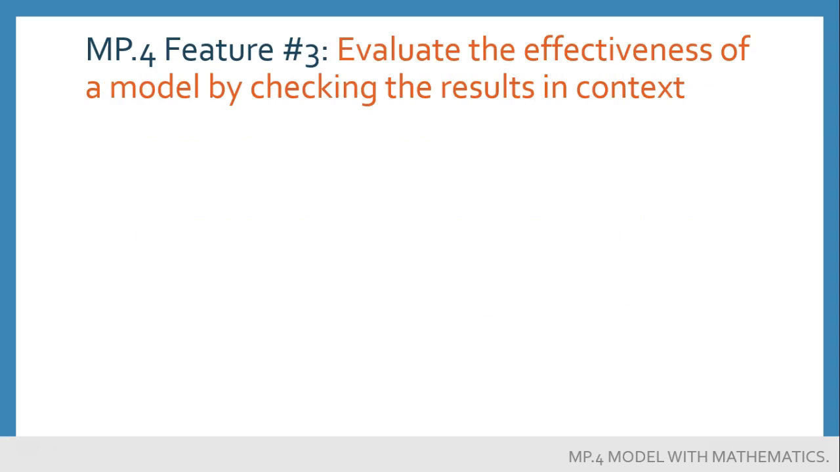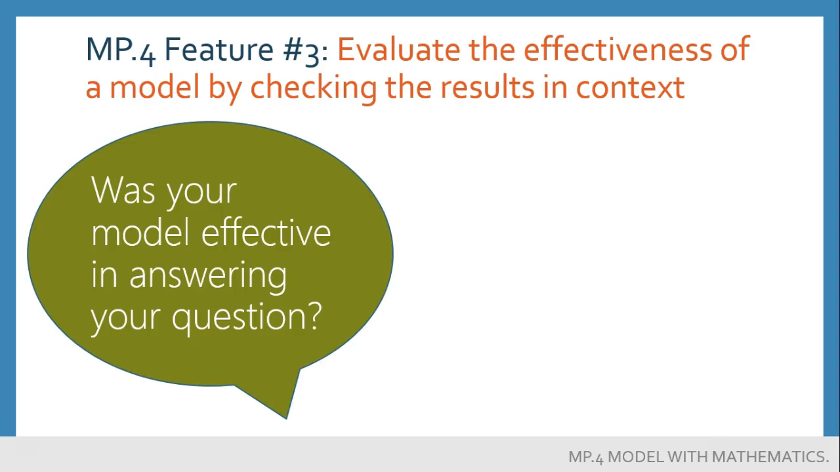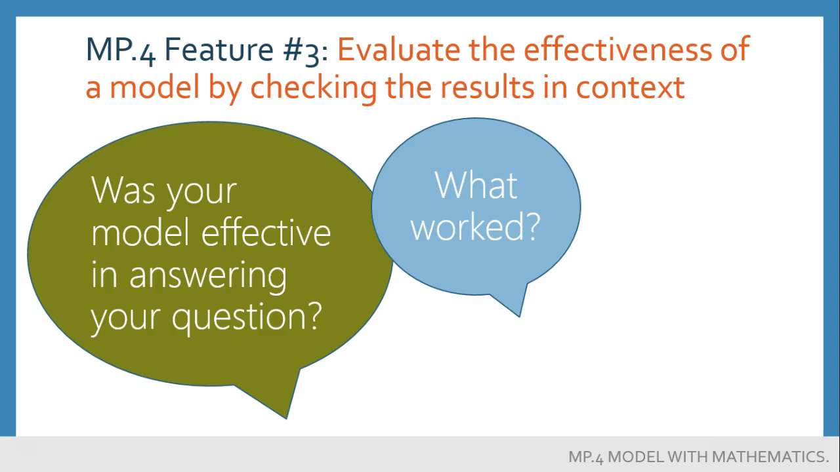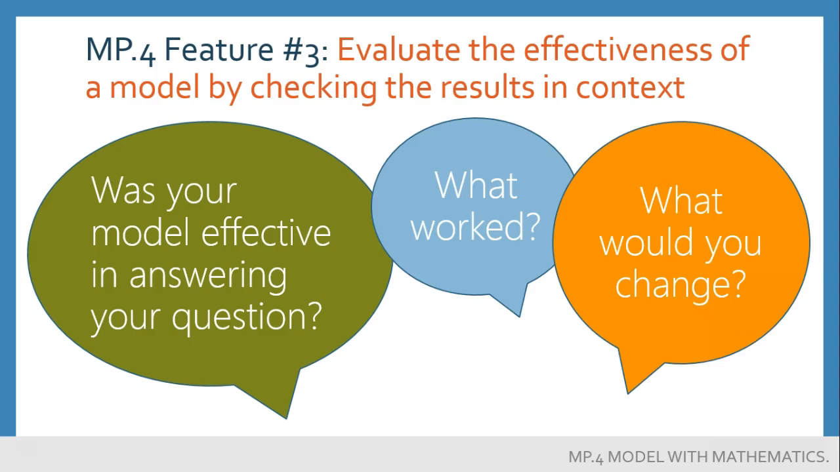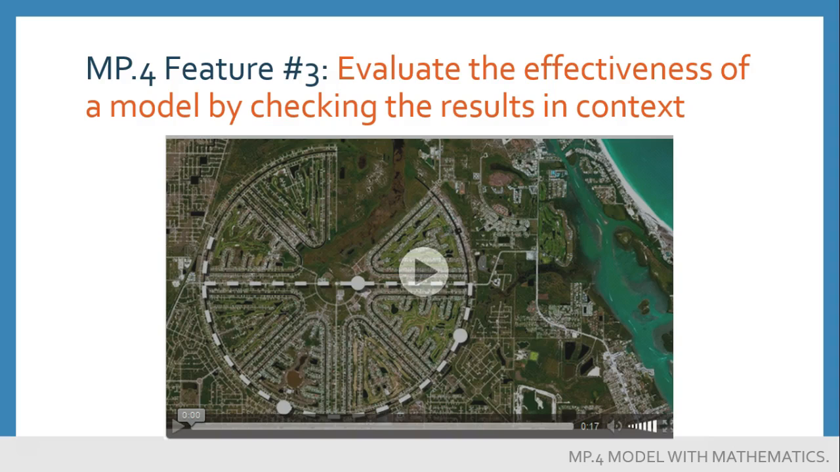The third feature of modeling with mathematics is evaluating the effectiveness of a model by checking the results in context. To encourage this, you could ask students, was your model effective in answering your question? What worked? What would you change? To evaluate the effectiveness of a model by checking the results in context, you could share the third act of this three-act task.